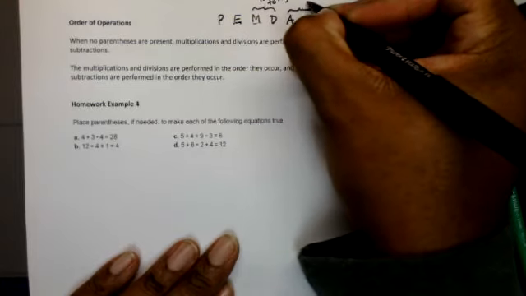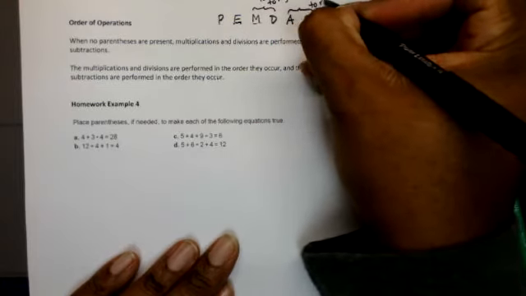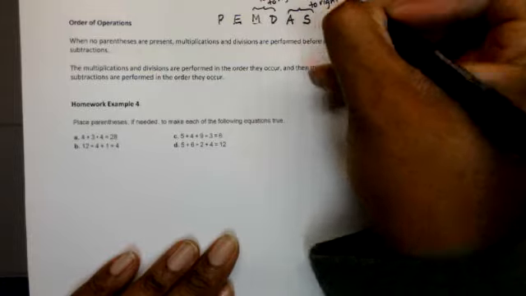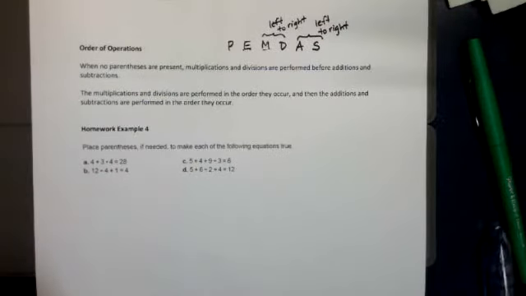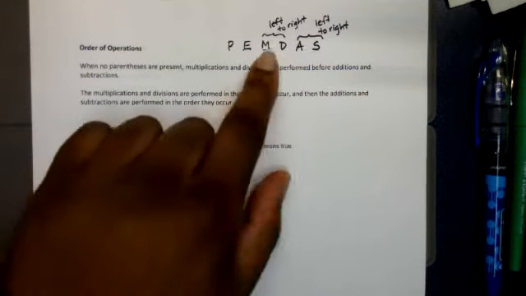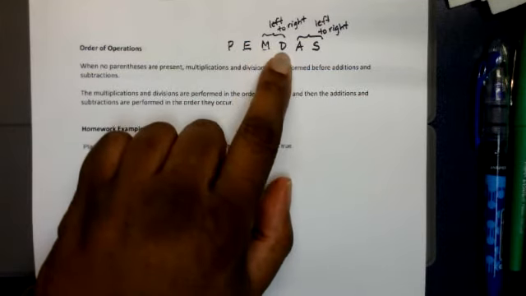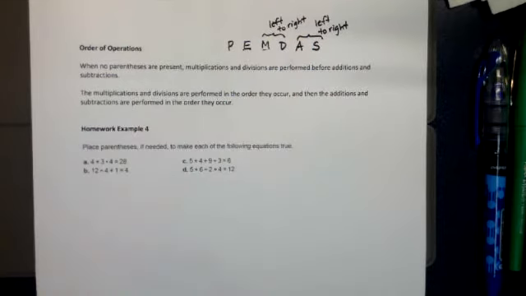And all additions and subtractions are also done in order from left to right. So in other words, if subtraction comes before addition, you do the subtraction first, because you have to do the operations of multiplying and dividing in order from left to right, and adding and subtracting in order from left to right.